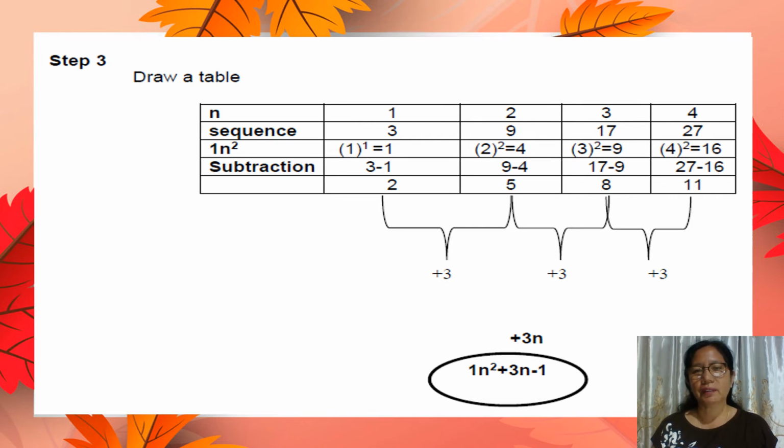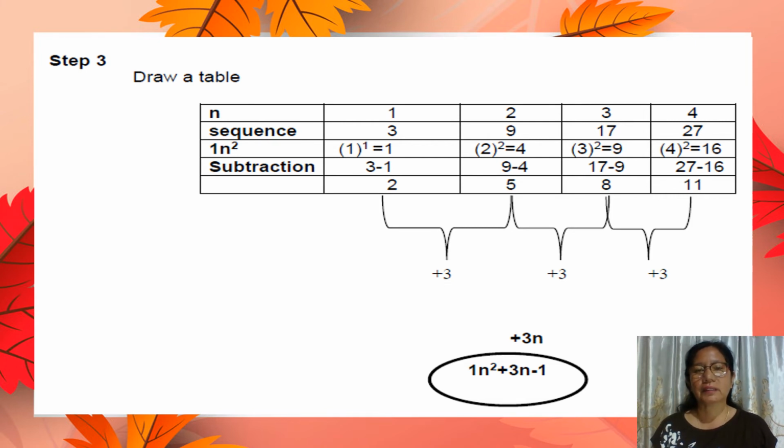If n is equal to 3 and the sequence is 17, so n squared or 3 squared is equal to 9. 17 minus 9 is equal to 8. If n is equal to 4 and the sequence number is 27, so n squared or 4 squared is equal to 16. So 27 minus 16, the difference is 11.